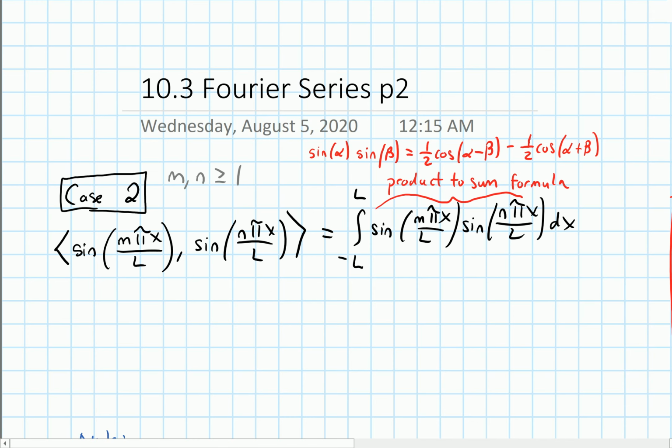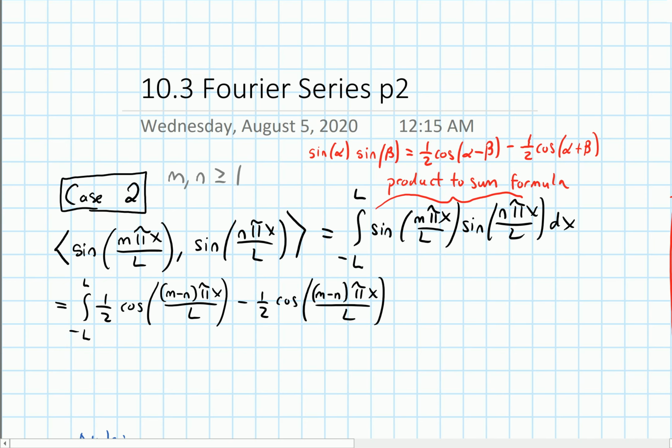If we do that on our product of these two sines, we get the integral from negative L to positive L. We'll get 1/2 cosine of (m minus n) pi x over L, and then minus 1/2 cosine, parentheses, (m minus n) pi x over L dx. So we get this.